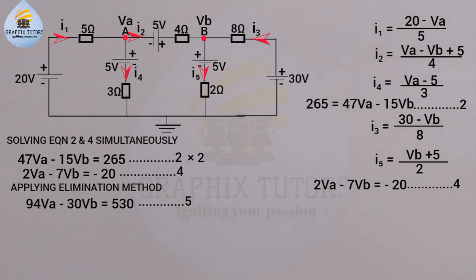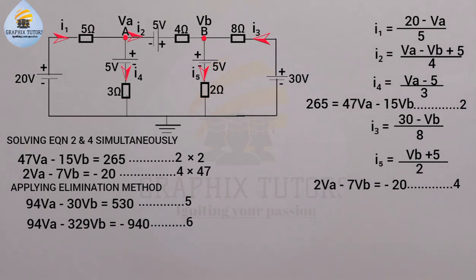I'm going to multiply equation 4 by the coefficient of VA in equation 2, and that is 47. So multiply equation 4 by 47, I'll be having 47 times 2 will give you 94, 47 times 7 will give you 329, and 47 times 20 will give you 940. So this is what we have here. Don't forget the negative sign that we have attached to them. That will be my equation 6.